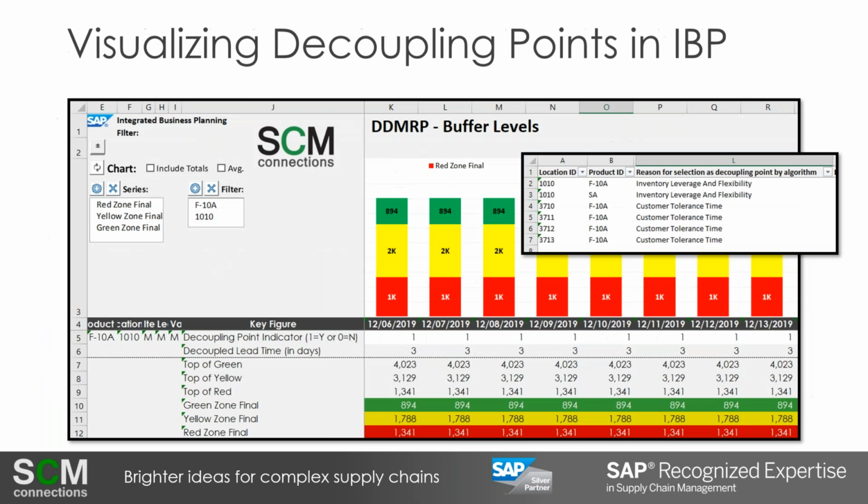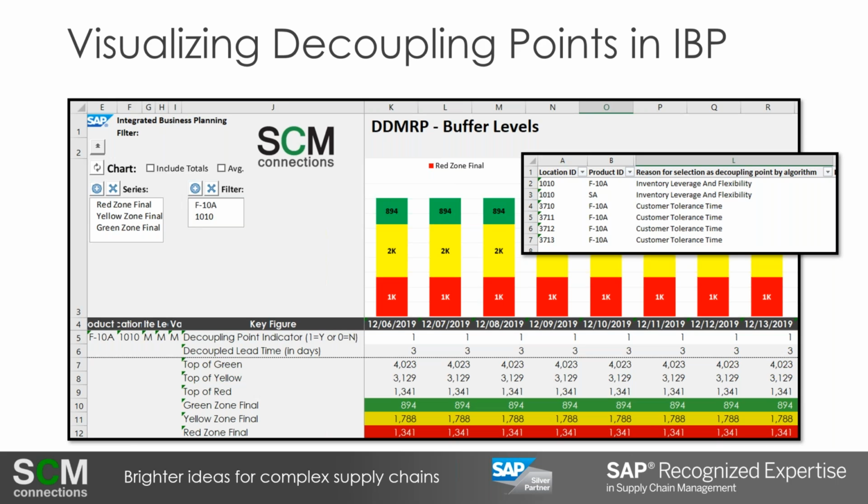And you can review the results very easily in this web application. Within IBP, there's also the Excel user interface, where you can visualize which of your decoupling points were selected by the recommended decoupling points algorithm, along with calculating the buffer levels, which are split into the green, yellow, and red zones here.